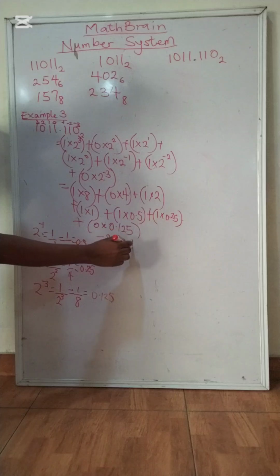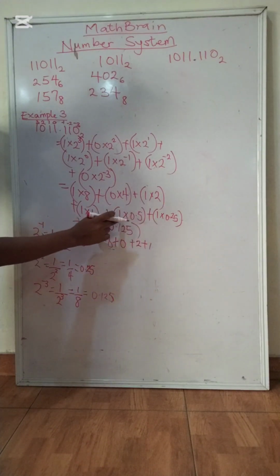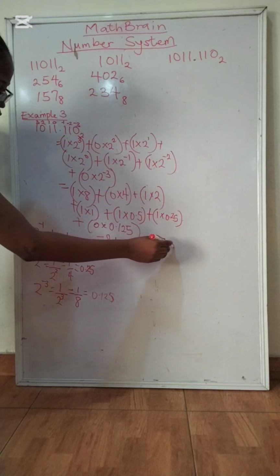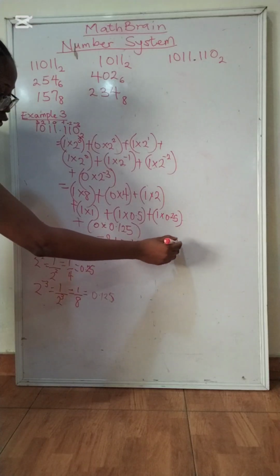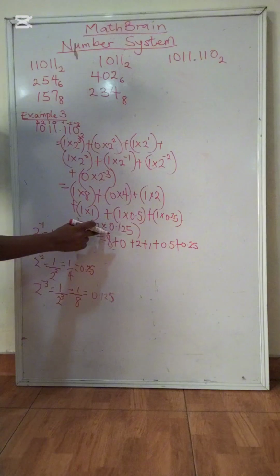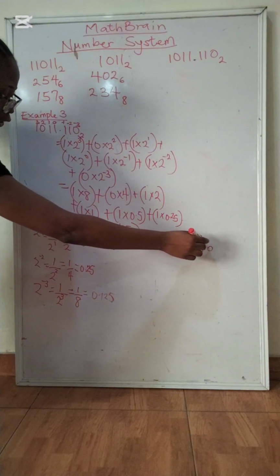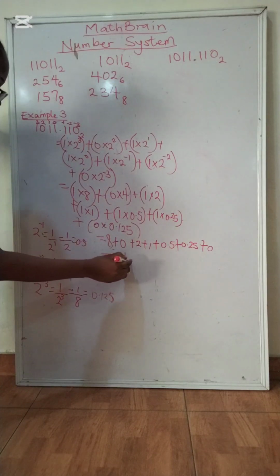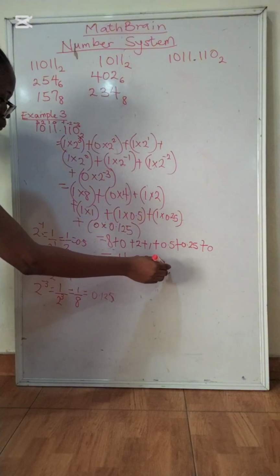1 times 2 is 2, that's plus 2. 1 times 1 is 1, that's plus 1. 1 times 0.5 is 0.5, that's plus 0.5. 1 times 0.25 is 0.25, that's plus 0.25. 0 times 0.125 is 0, that's plus 0. And that gives me 11.875 base 10.